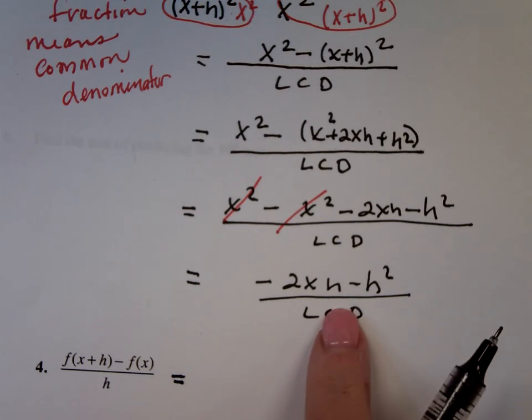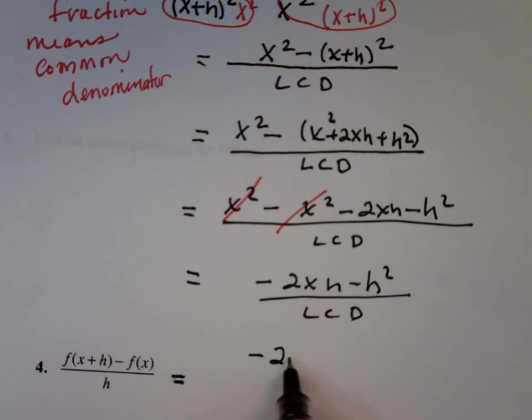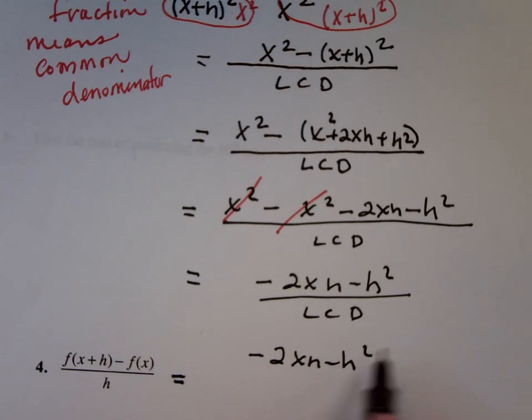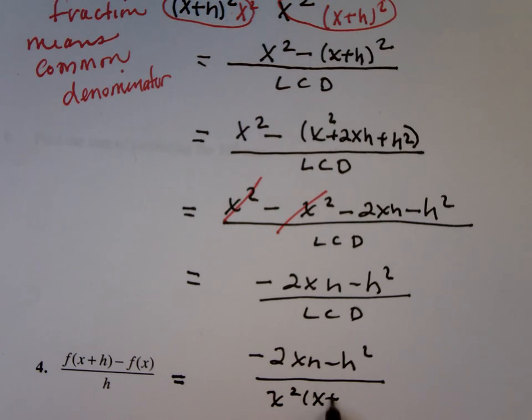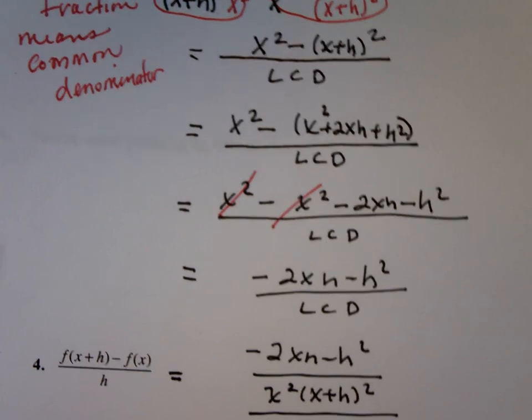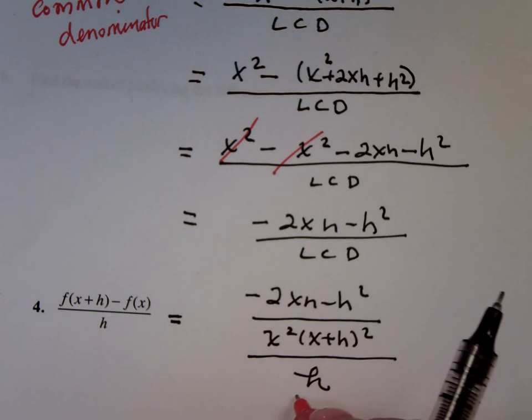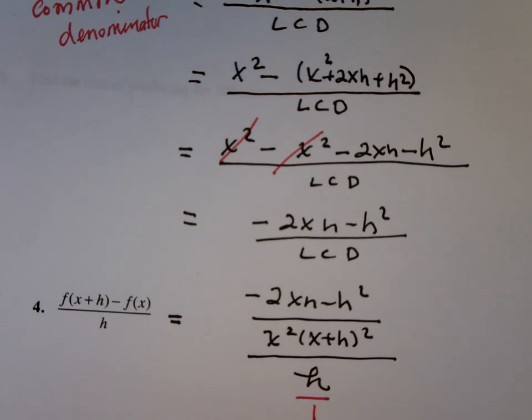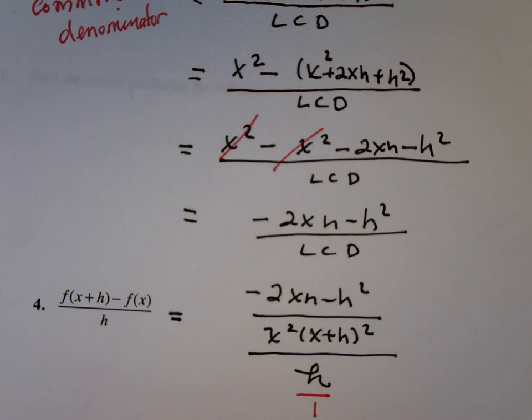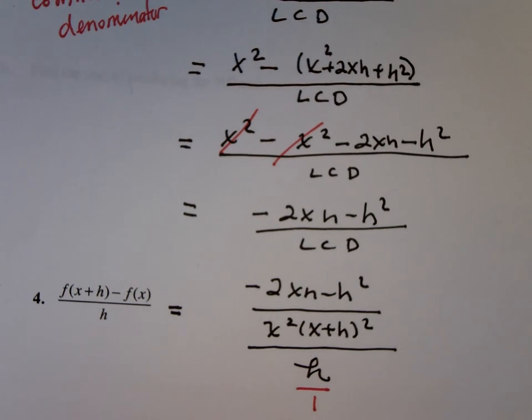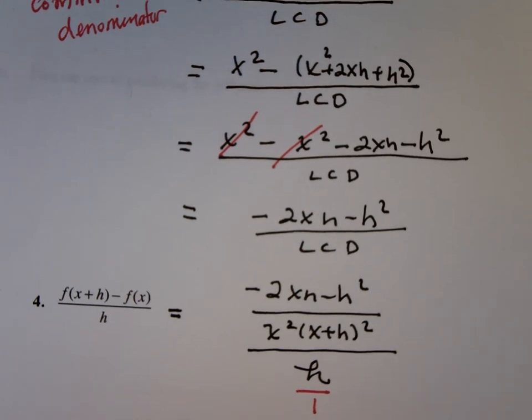So now I take what I got in step 3 over the LCD, which is x squared times x plus h squared. That gets divided by h, which is h over 1. Now what do I get to do? It's a complex fraction. So what do you do with a complex fraction?